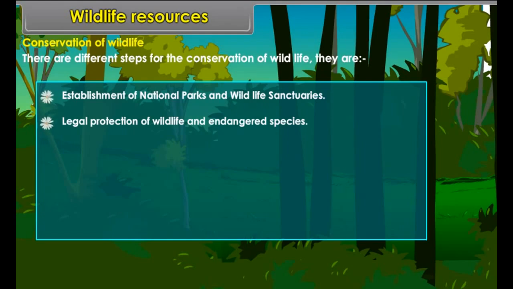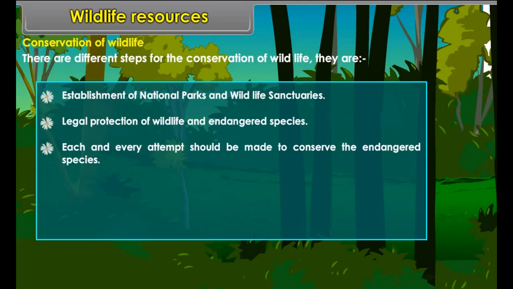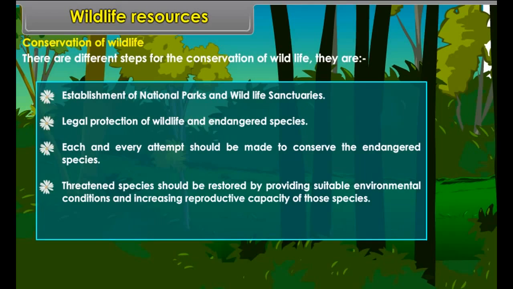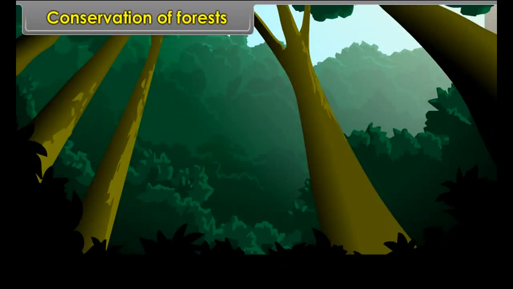Wildlife resources. Animals, birds and other organisms which live in a natural habitat are termed wildlife. All the living organisms in the biosphere are interdependent and they are a part of the food chain. Conservation of wildlife. Why does wildlife need to be conserved?